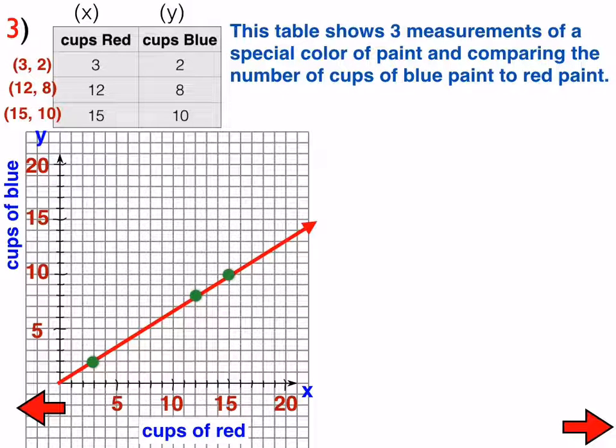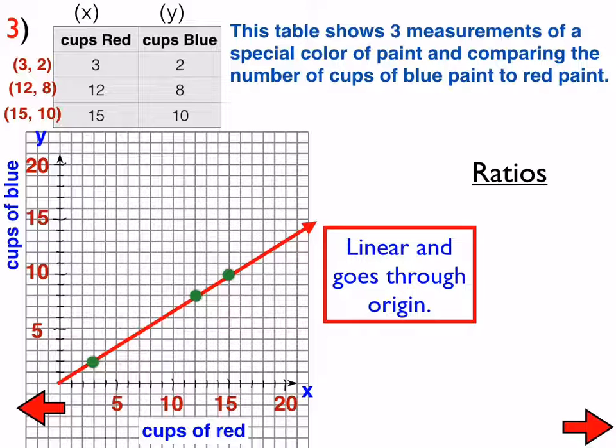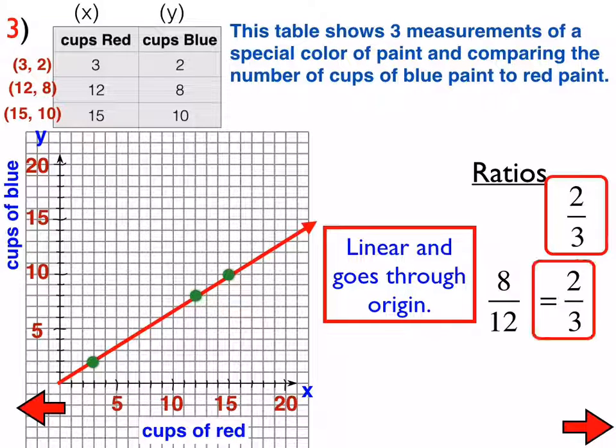So that means it is proportional. We could check the ratios. The first ratio of output over input is 2/3. It's already reduced. The second one is 8/12, which reduces down to 2/3. The third one, 10/15, that reduces to 2/3. All of the ratios are equivalent. That's another reason why this is a proportional relationship.